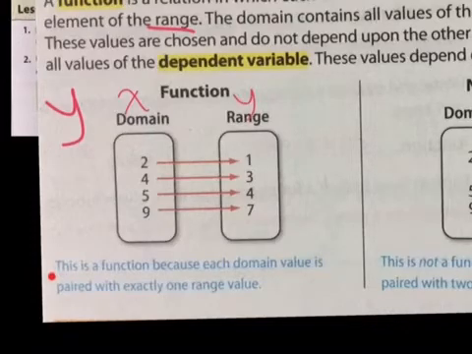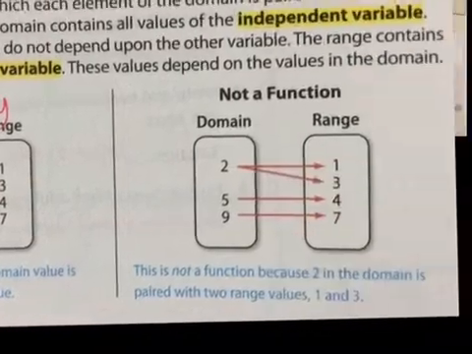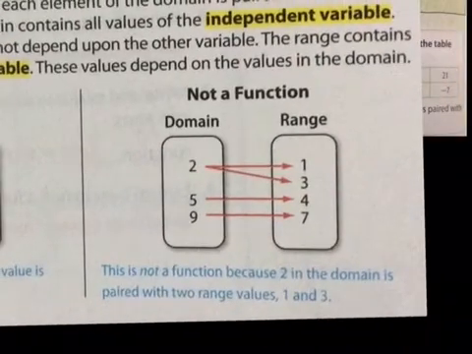So you can see here, this is a function because each domain value is paired exactly with one range value. Now let's look at this example of not a function. This is not a function because you see the domain 2 is being assigned two values. 2 in the domain is paired with two range values, 1 and 3. So this would not work.